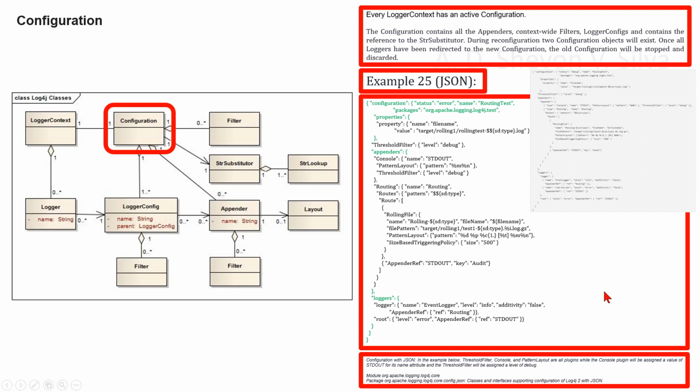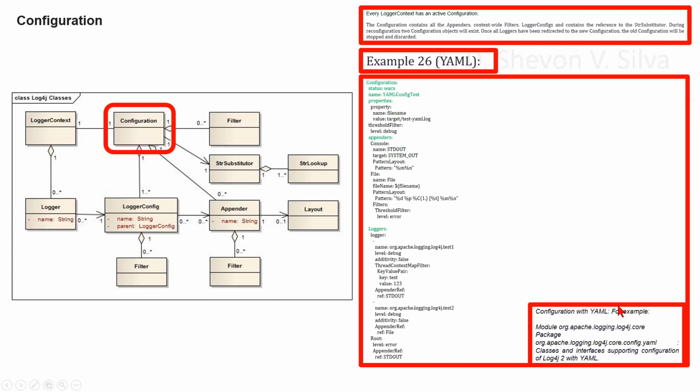Additional runtime dependencies are required for using JSON configuration files. Now we are considering configuration with YAML, for example. The package org.apache.logging.log4j.core.config.yaml in module org.apache.logging.log4j.core contains classes and interfaces supporting configuration of Log4j 2 with YAML.